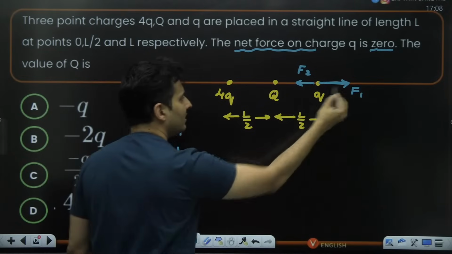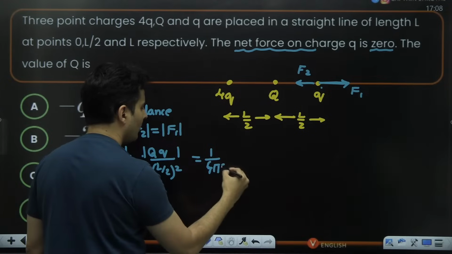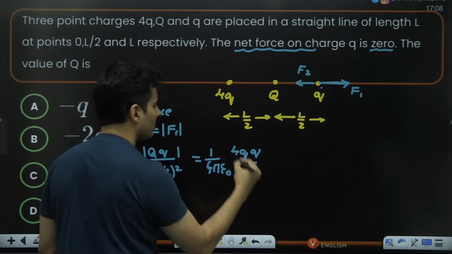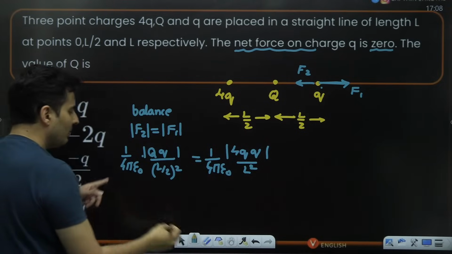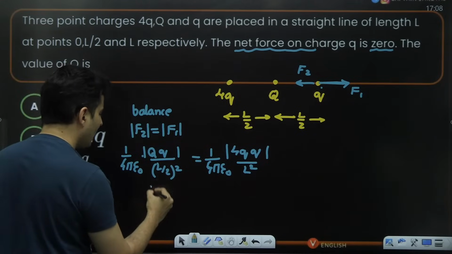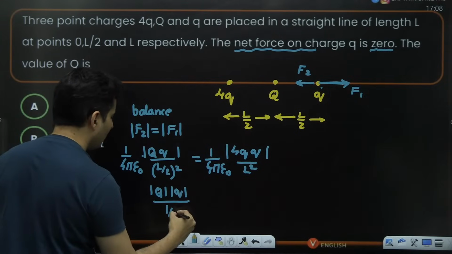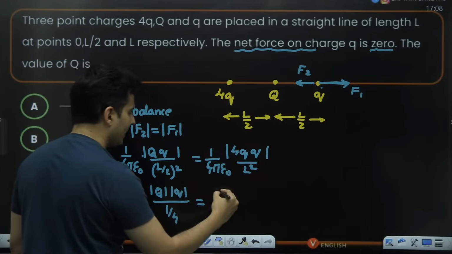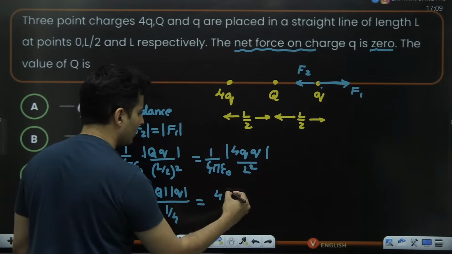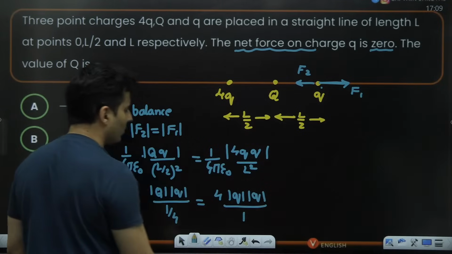On the right hand side, the force due to 4q on small q will be 1 by 4 pi epsilon naught 4q small q. The whole distance is L, so L square. This is again the modulus. 1 by 4 pi epsilon cancels, L square cancels. So we will have capital Q, small q, the whole thing divided by 1 by 4 over here, and over here 4 small q square. Actually, q square is always going to be positive, but still if you want, I'll put q into q.